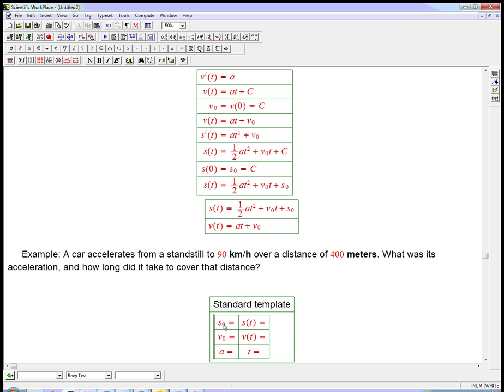Our standard template is that the 6 quantities are the initial position, the initial velocity, of course the acceleration, which is assumed to be a number, a constant, the time this all takes, and then a physicist would often call these two S final or V final.